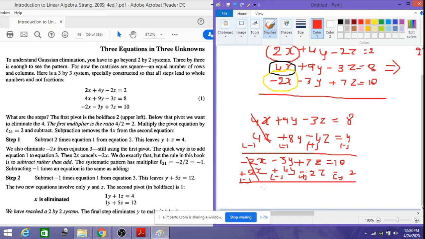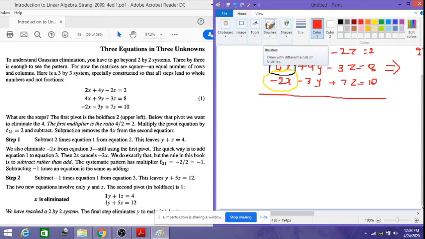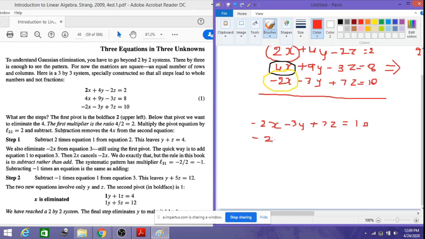Oh, sorry. I'm going to rewrite this completely. Mistake from my side. I'll delete this one as well. So let me rewrite here. So let me write minus 2x minus 3y plus 7z equal to 10. Now let us multiply by minus 1 to equation 1.